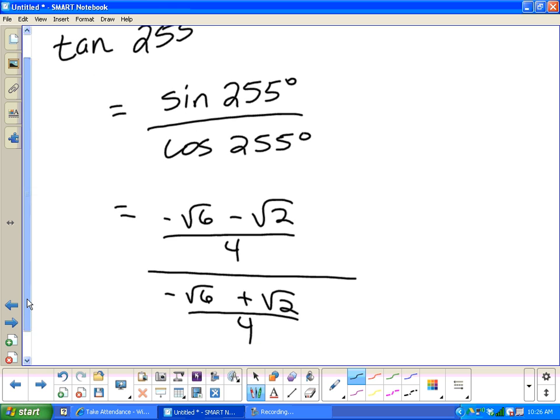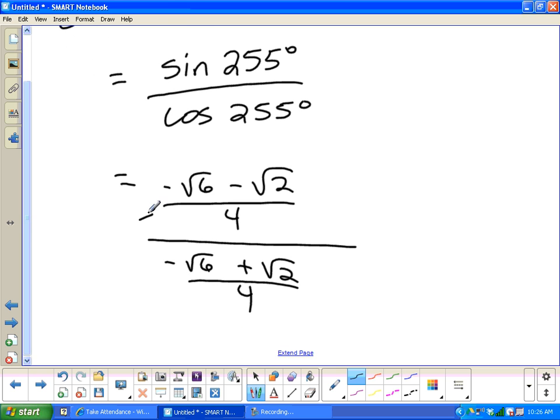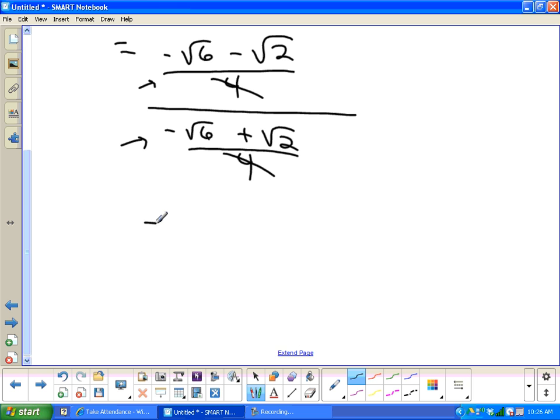Now, when I line these out and multiply this one by the reciprocal of this one, what's ultimately going to happen? Yeah, 4s will go away. Okay. So probably you could actually skip that step and only write the numerators because the 4s are just going to go away. Okay. So negative square root of 6 minus square root of 2 over negatives.